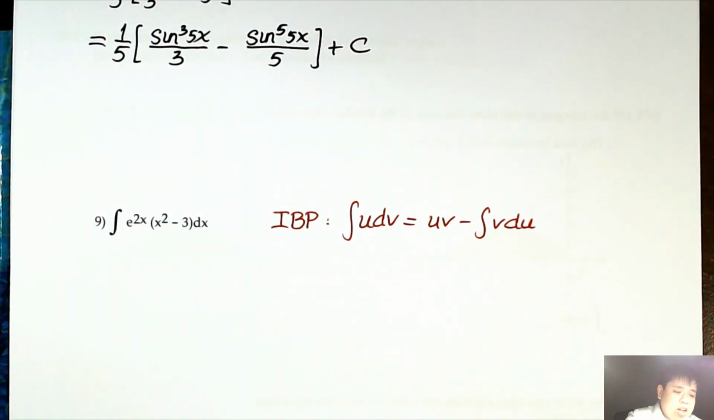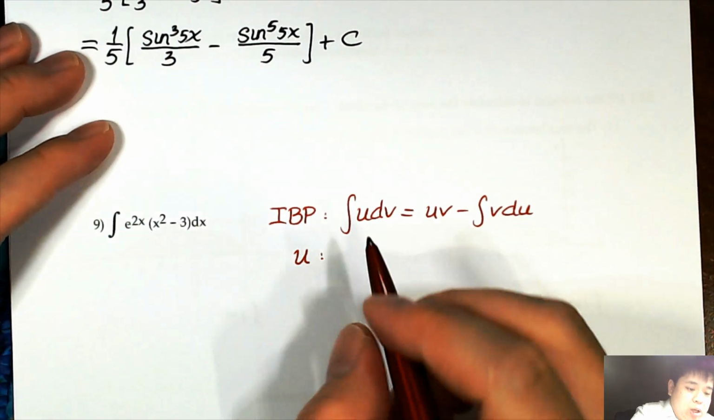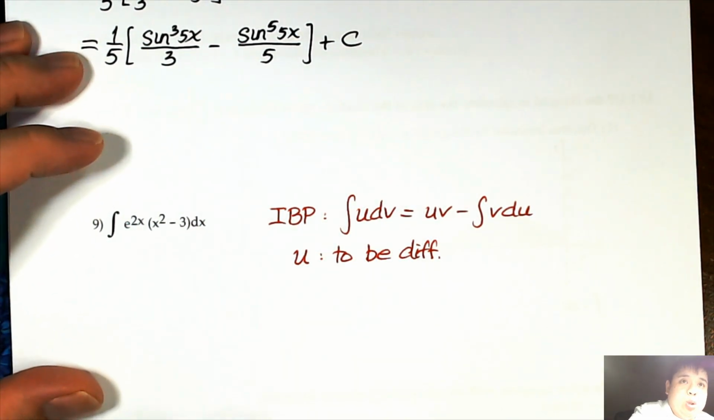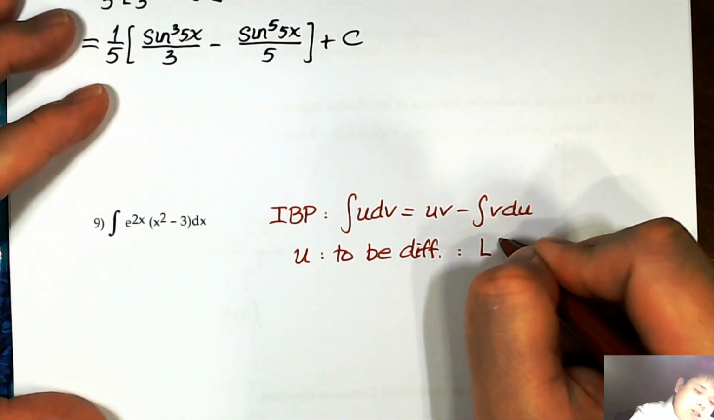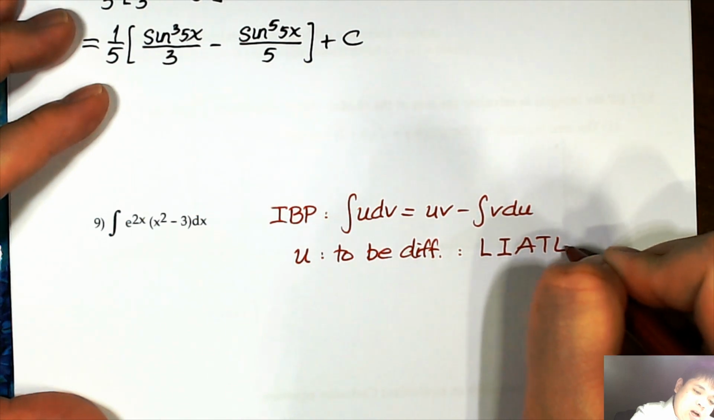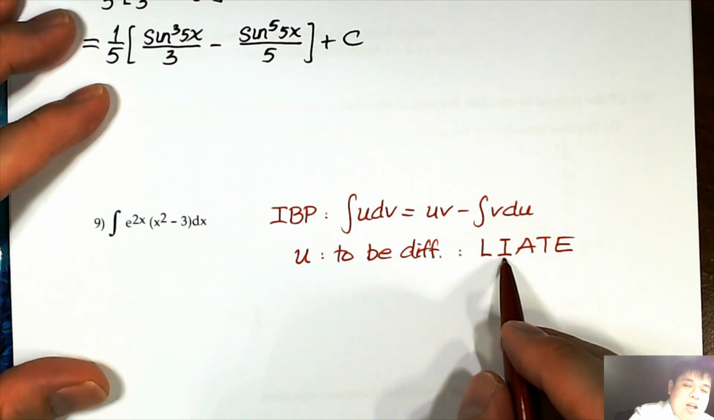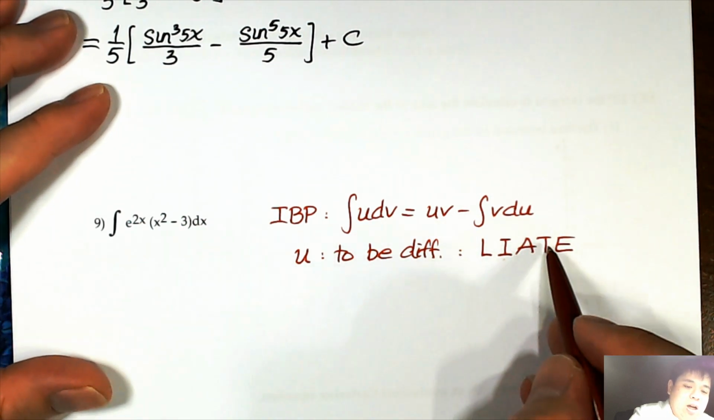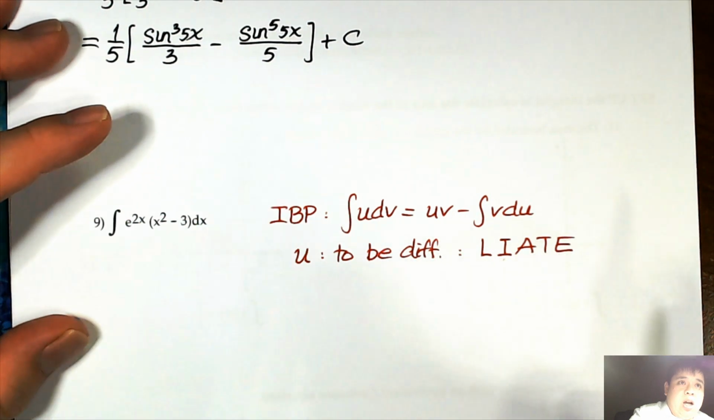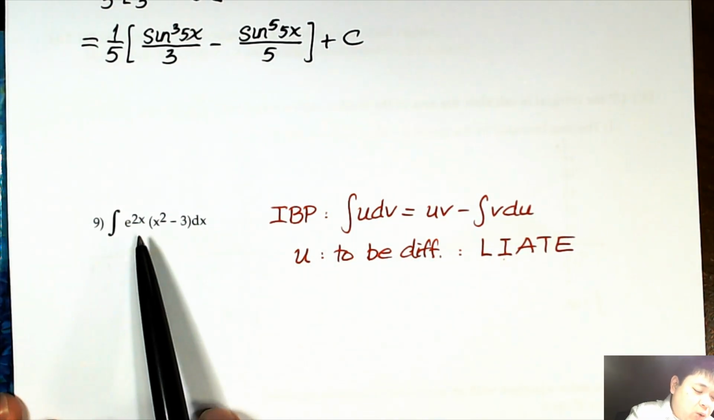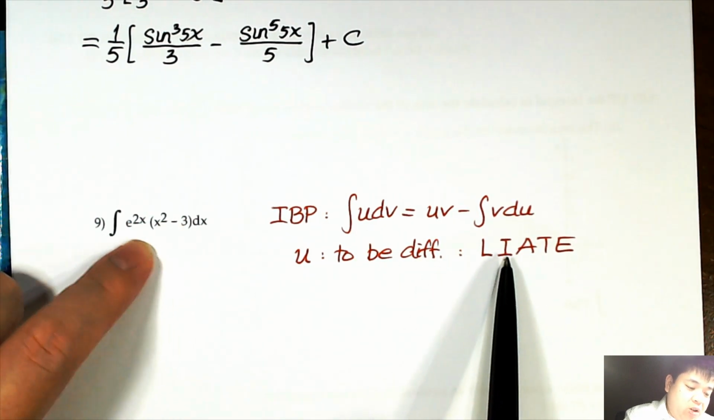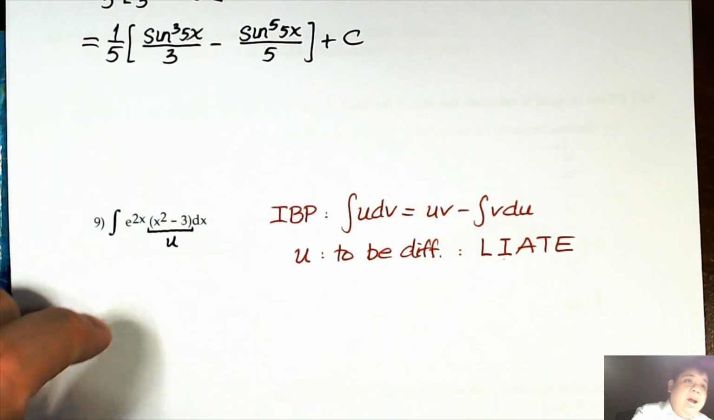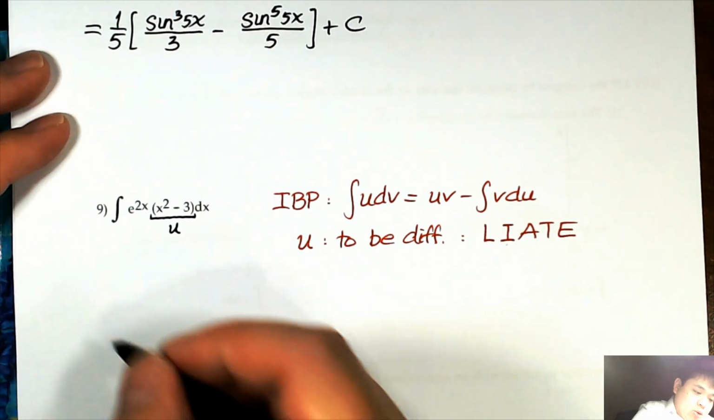Right. And what we let u be, usually u is something to be differentiated. And usually we'll use this rule of thumb: the logarithmic function, inverse trig function, so log, inverse trig, algebraic, this including any polynomials, trigonometric function, and exponential function. You should have this on the handout. But on here what we have is we don't have the log, we don't have inverse trig, but we have a polynomial here. So that's what we're going to let equal u. And usually for integration by parts, I'm going to use the table. So I'm going to put the table like this.